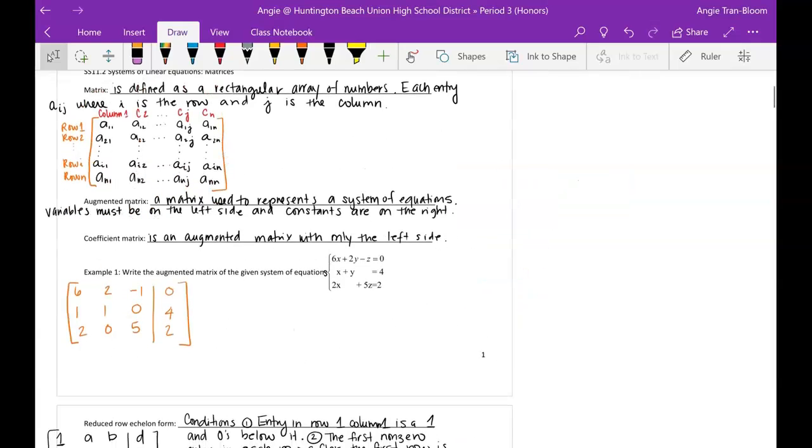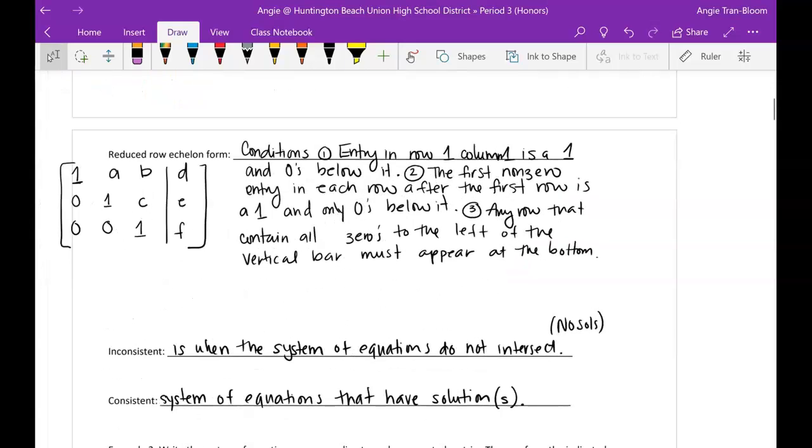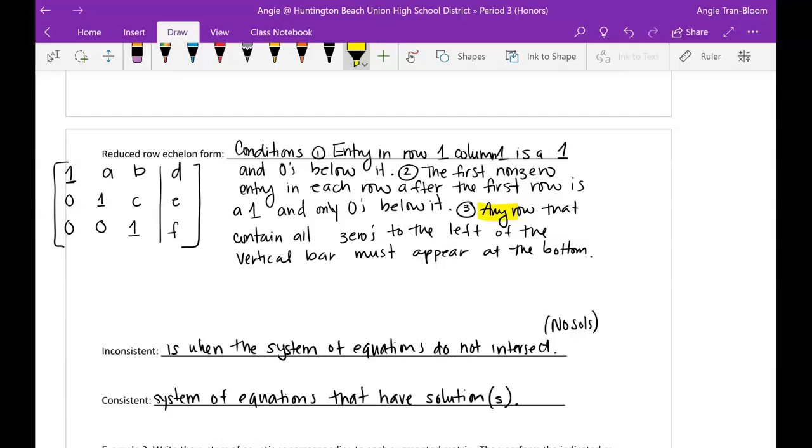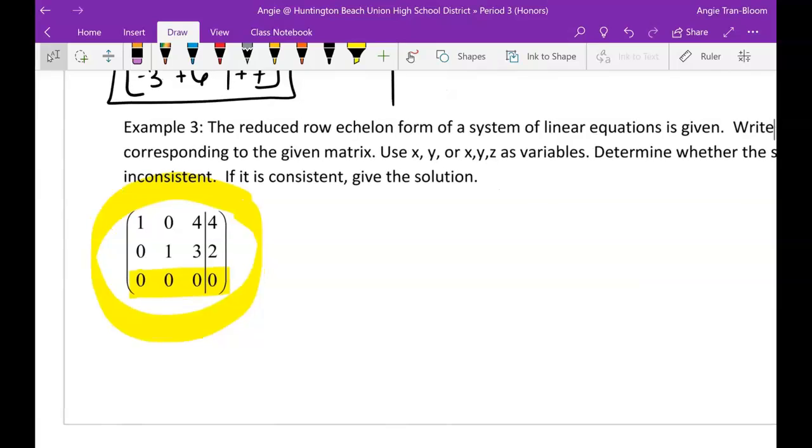In the reduced row echelon form, we talked about this as one of the conditions, right? Any row that contains all zeros on the left-hand side of the vertical bar must appear at the bottom. Well, this one, it's all zeros, so now it's at the bottom. This means right here, that means this z is any real number that you want it to be, okay?